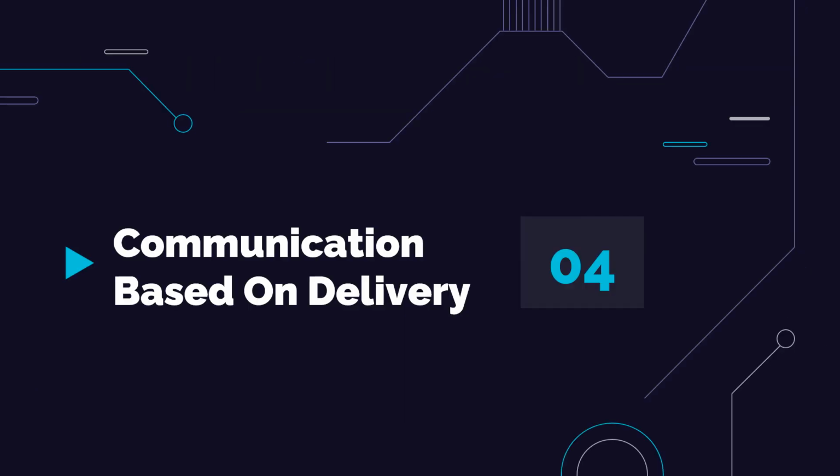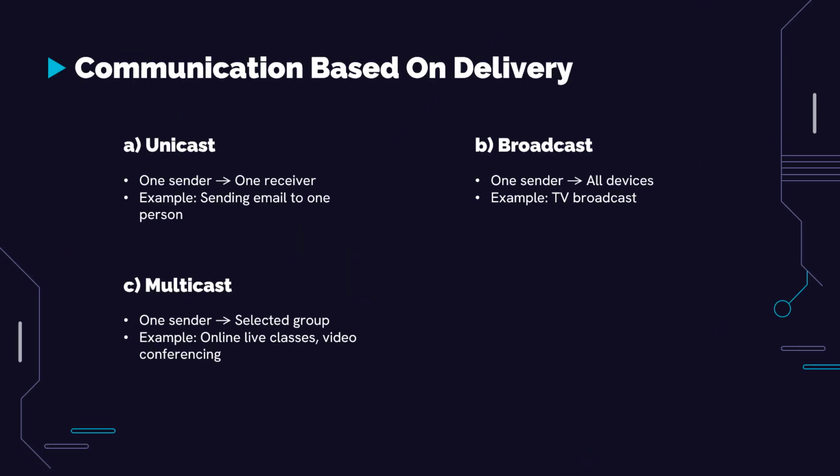Let's see communication based on delivery. There are three types of communication based on delivery: unicast, broadcast, and multicast. In unicast, one sender and one receiver. In broadcast, one sender and all devices. In multicast, one sender and a selected group.